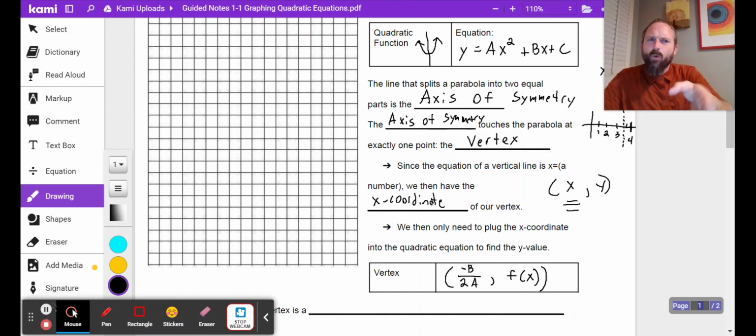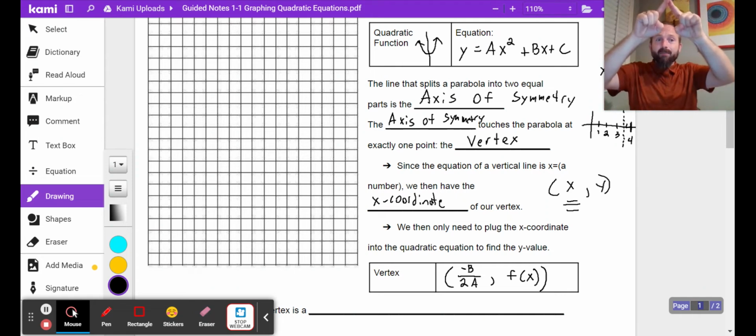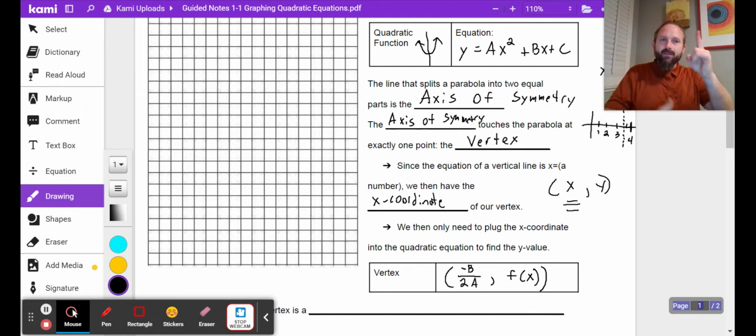So this equation right here is to find the vertex, and you need to find the vertex first because that is your starting point. It's going to start at the bottom and go up or start at the top and come down. And you need to know, where does this start? So let's give an example of this.